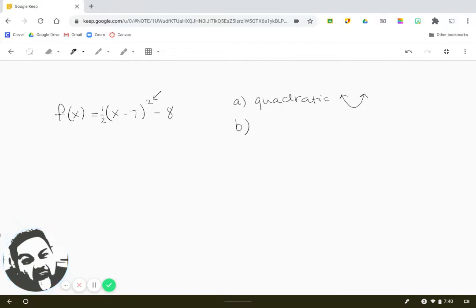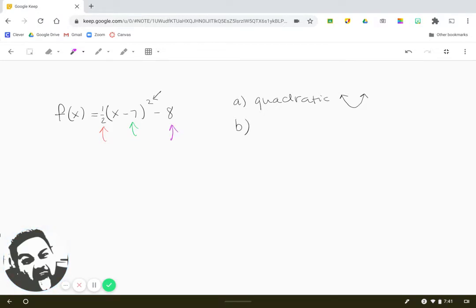So when I'm looking at this problem, I've got a total of three things I'm looking at, right? We're looking at that 1/2. Let's get this guy right here. That's 7, right? And then finally, the last thing we got is that 8. And those are going to be our transformations.